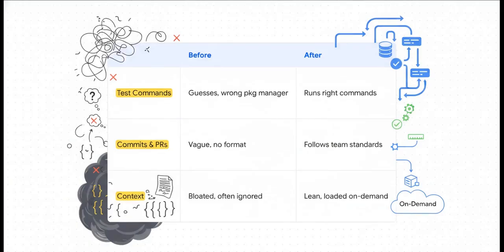Before, you've got chaos. The agent is guessing test commands, using the wrong package manager, writing vague commits. The context is bloated and gets ignored. But after, it runs the right commands every single time. It follows your team's standards to the letter, and the context is lean, relevant, and loaded exactly when it's needed. The difference is night and day.